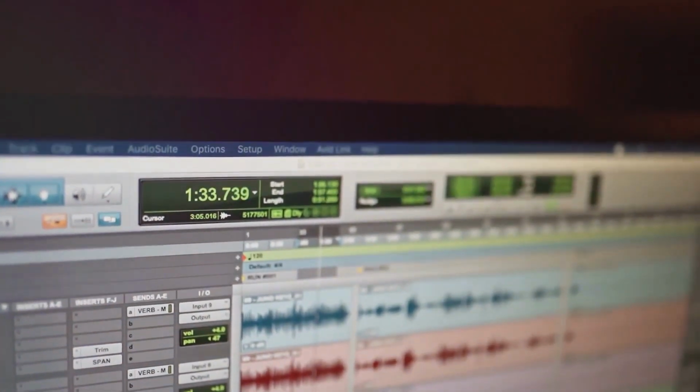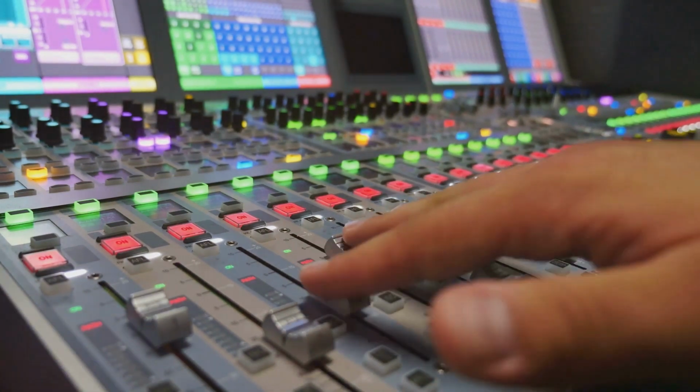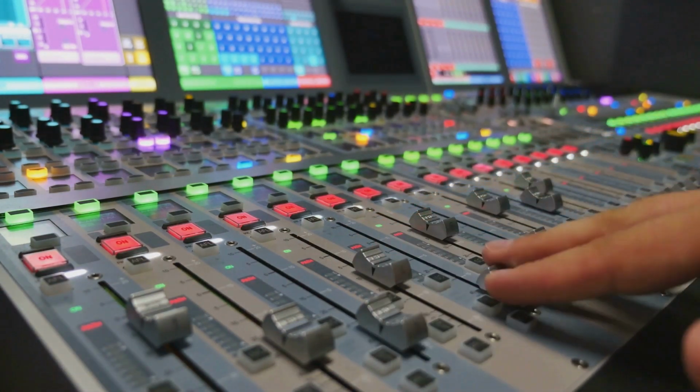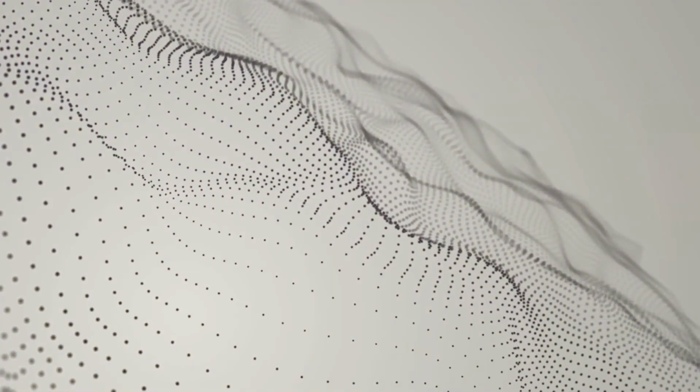The more frequently the ADC takes these snapshots, known as the sampling rate, the more accurate the digital representation of the sound becomes. Think of it like drawing a curved line. If you only use a few dots, the line will be choppy, but with more dots, you can create a smoother, more accurate curve.